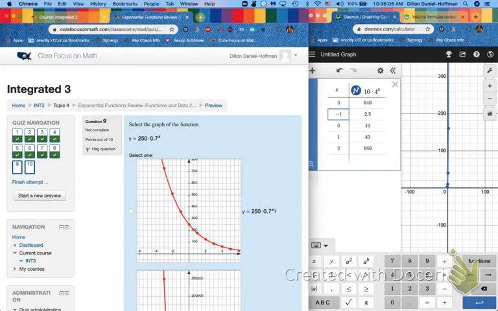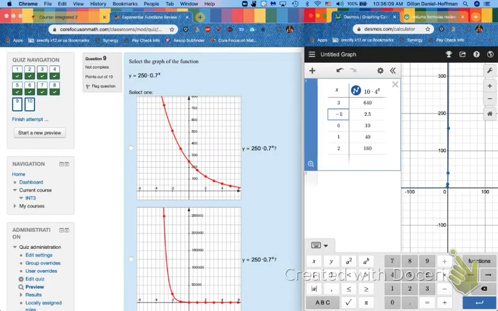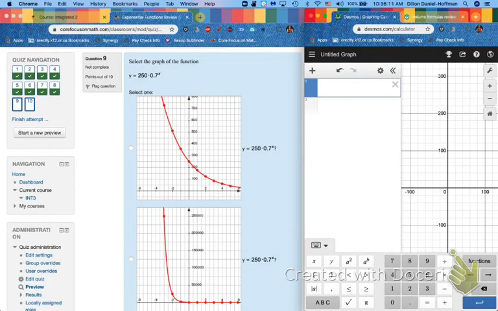So once again, I have an equation. I'm going to type in my Desmos calculator. I'm going to close out of this old one. I'm just going to type it in. Y equals 250 times 0.7 raised to the X power. This one's going down because our multiplier now is a decimal. So maybe it's going to be this one.